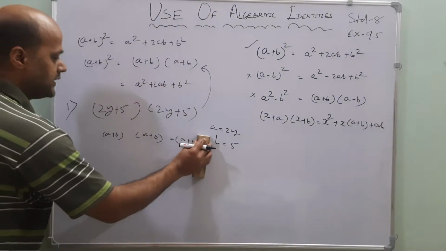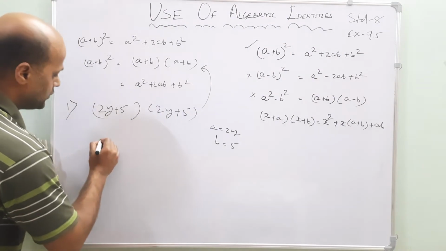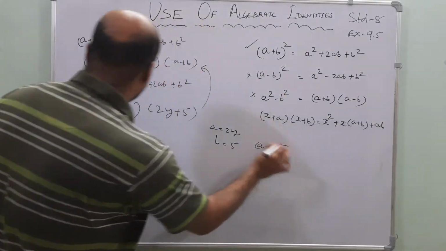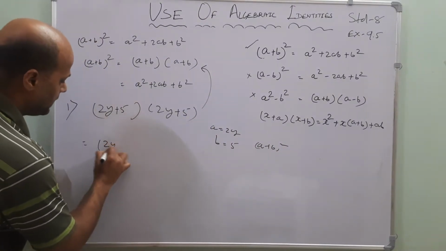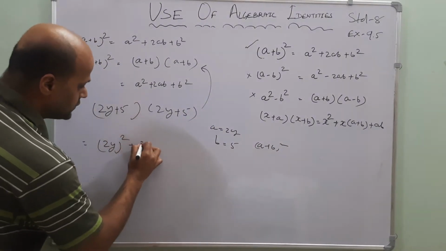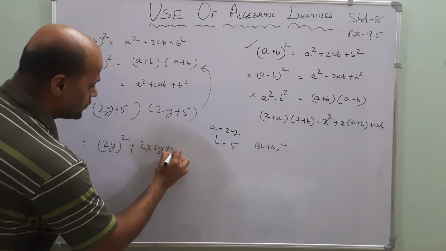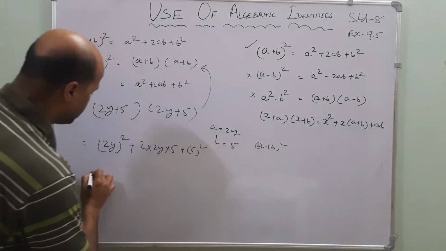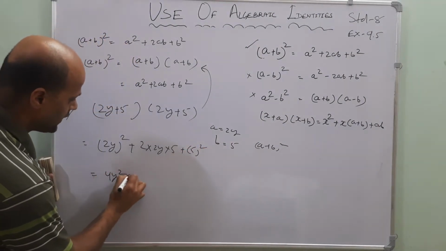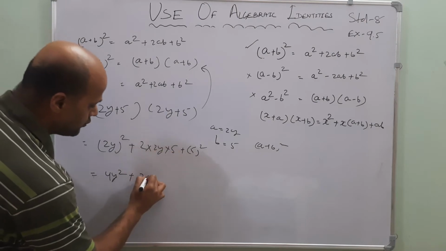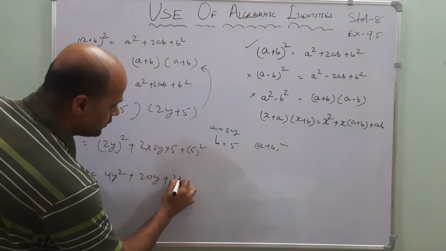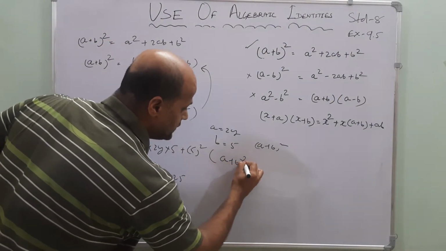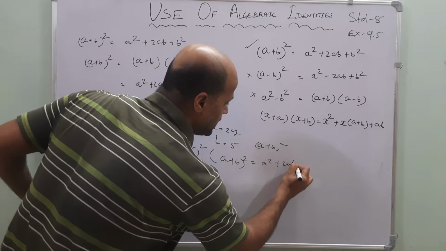Okay? I am going to erase this one. Now a is equal to what? Which formula is it? It is (a + b) whole square again. Okay? So according to that, you have to write a square plus 2 into 2y into 5, that is 2ab, plus 5 whole square. It is 4y square plus 20y plus 25. For this, what you have to write? Because (a + b) whole square is equal to a square plus 2ab plus b square.